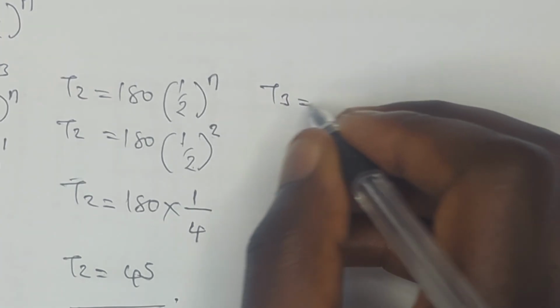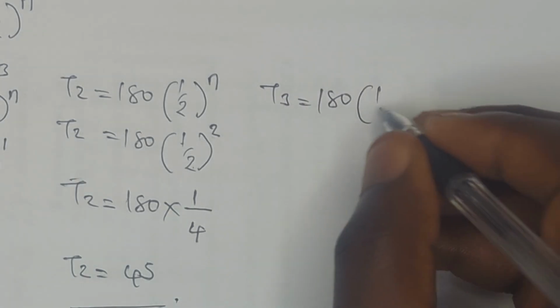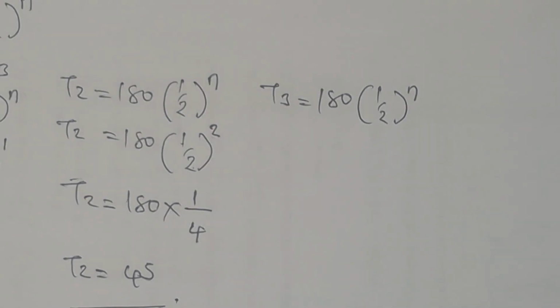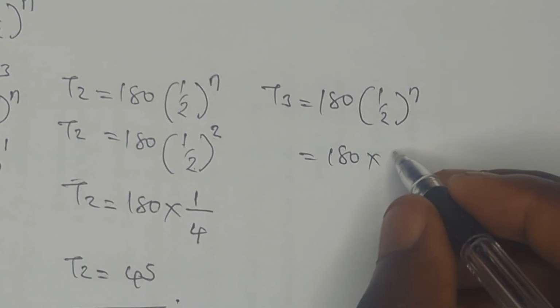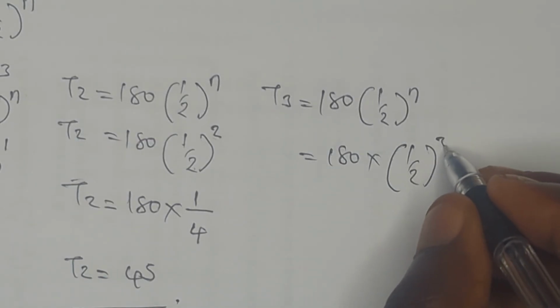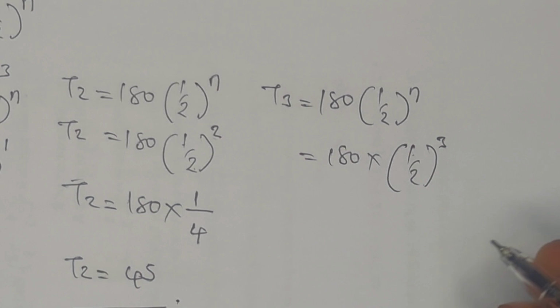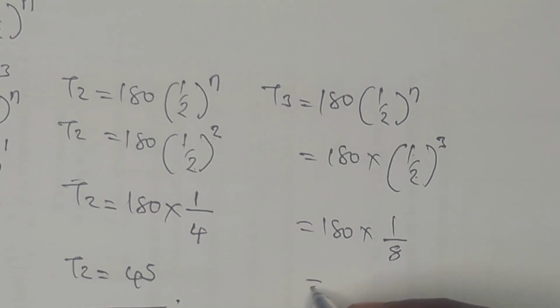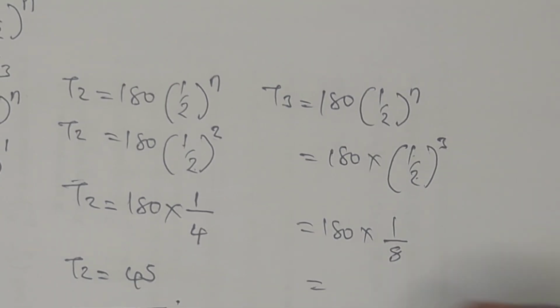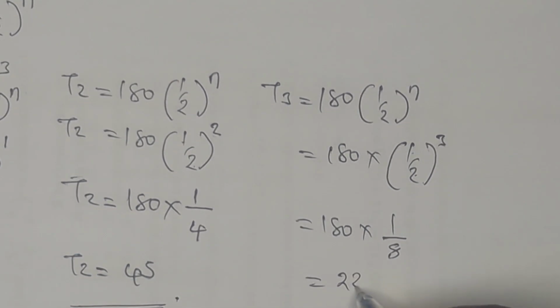So the third term, which is T3, is equal to 180 multiplied by half to the power n. Here on n we are going to put 3 since we are finding the third term. So half to the power 3: 1 to the power 3 will be 1, and 2 to the power 3 is 8. So 180 multiplied by 1 over 8 is going to be 22.5. So this becomes our T3.